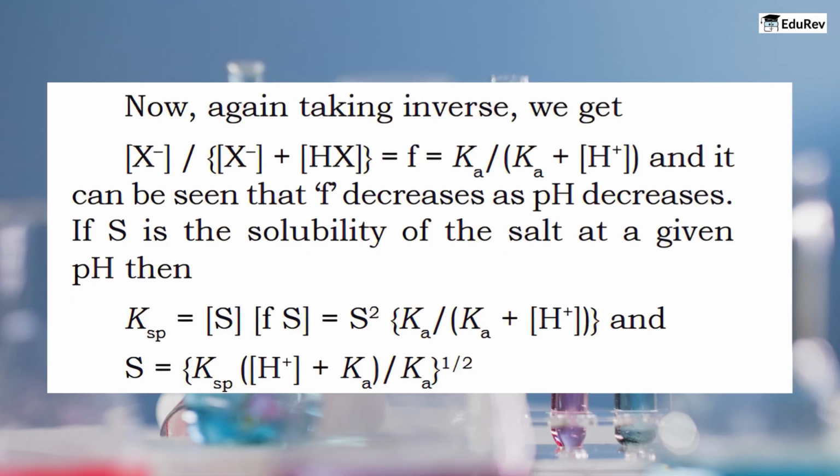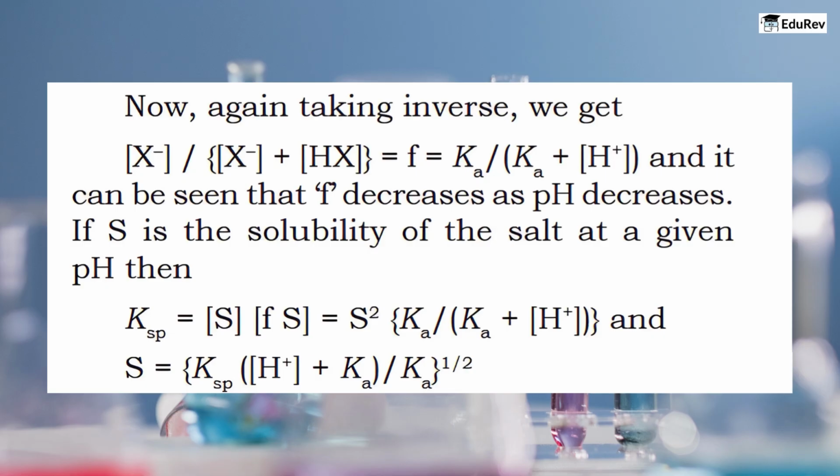Let's define a term F, the fraction of the total anion that remains as free X minus. So, F equals X minus divided by X minus plus HX. Substituting the earlier expression, we get F equals Ka divided by Ka plus H plus. As H plus increases, meaning as pH decreases, F becomes smaller.